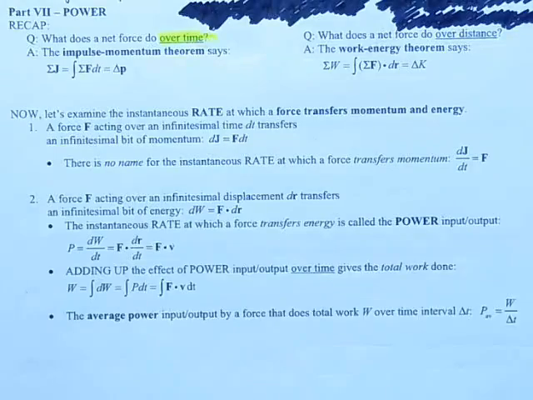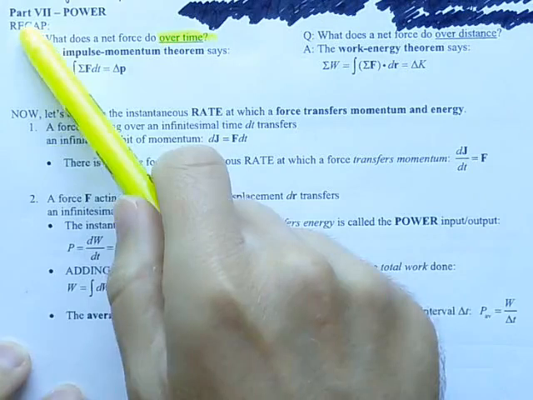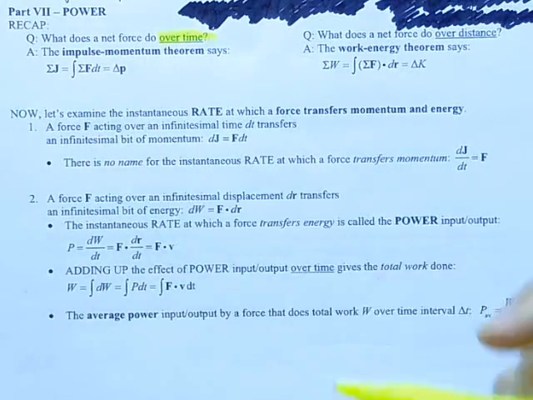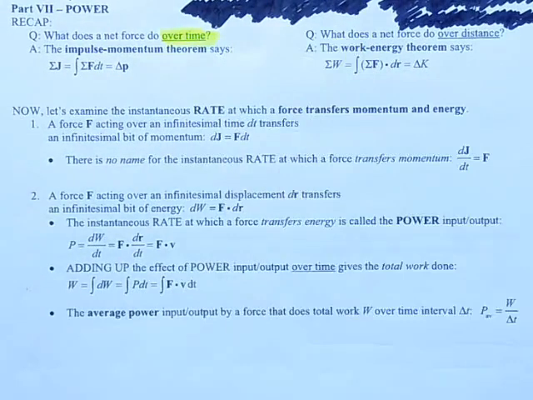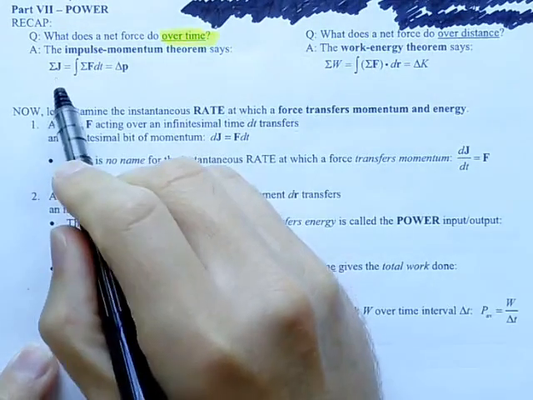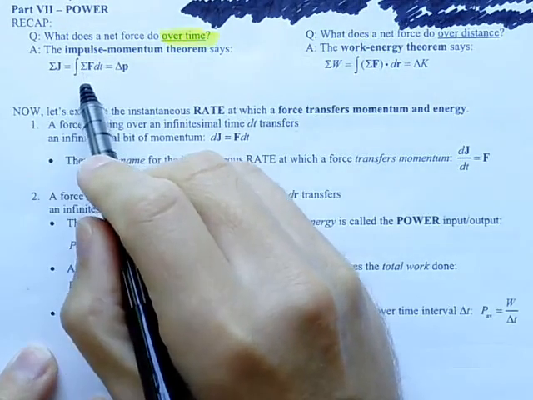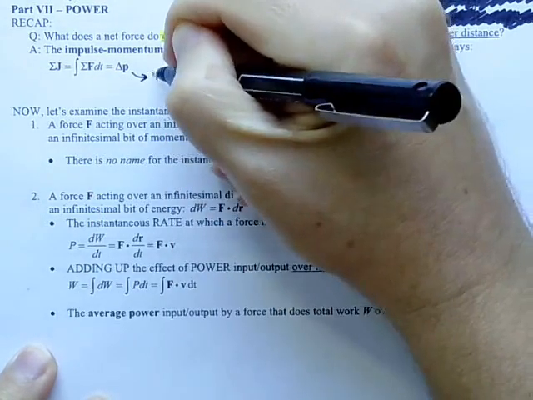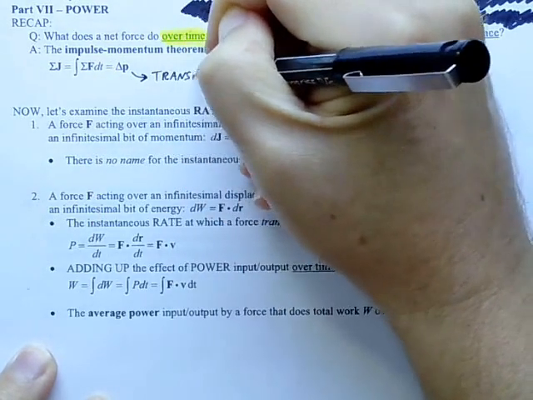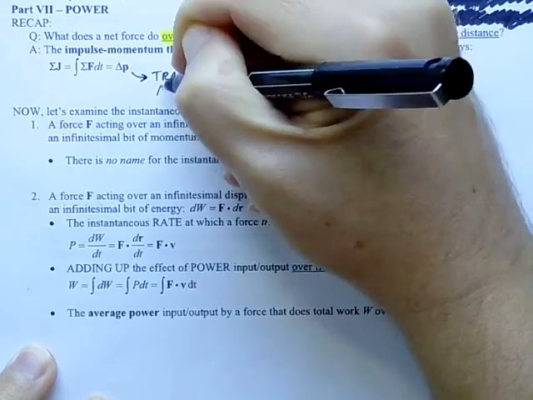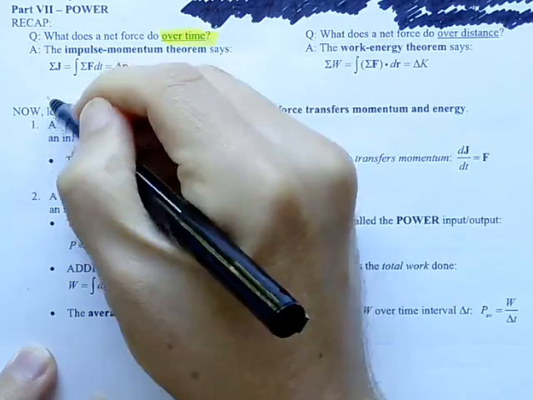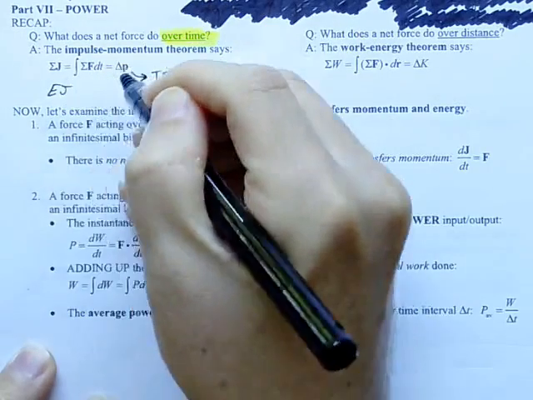Part 7, Power. Let's recap a bit. What is the cumulative effect of a net force acting on an object over time? Well, the impulse momentum theorem says that the impulse imparted to an object by a force acting over time represents a transfer of momentum. A force acting over time transfers momentum. And our impulse momentum theorem is EJOP for short.